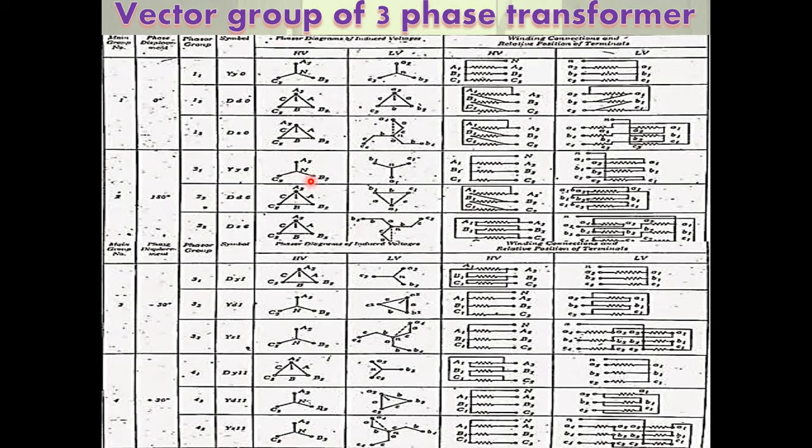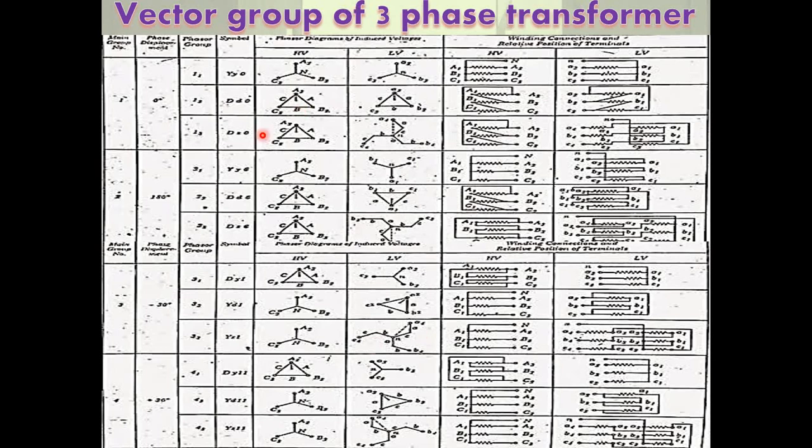Okay, so the phase displacement is indicated by the angle in terms of clock phase, with the HV vector at 12 o'clock, like 0, and the corresponding LV vector at the hour hand numbers. Thus phase displacement 0 is 0, phase displacement 180 degrees is 6, phase displacement 30 degrees lagging is 1, and phase displacement 30 degrees leading is 11.